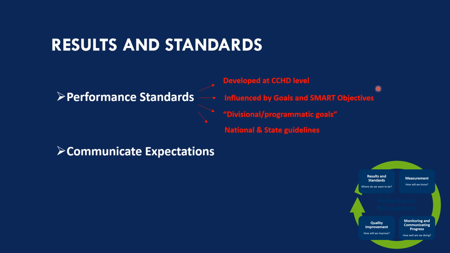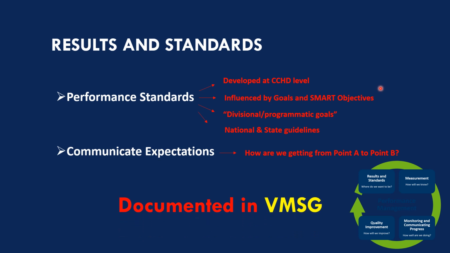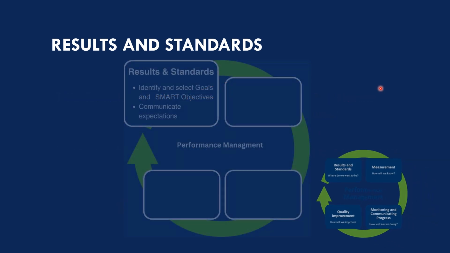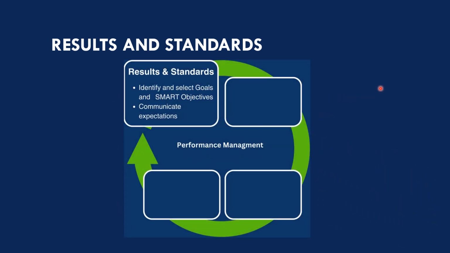And within results and standards, we also want to communicate those expectations, right? That's an important part of this first block, if you will. We want to communicate how are we getting from point A to point B. And this is all documented, or should ideally be documented, in our performance management software system. So really, the two important concepts to remember with results and standards, we want to identify and select our goals, our SMART objectives, and we also want to communicate our expectations for those goals and those SMART objectives.